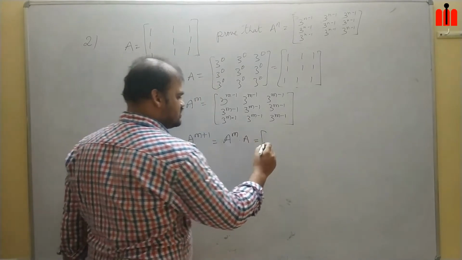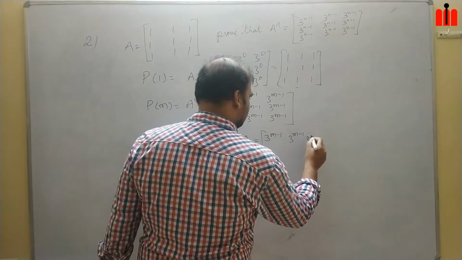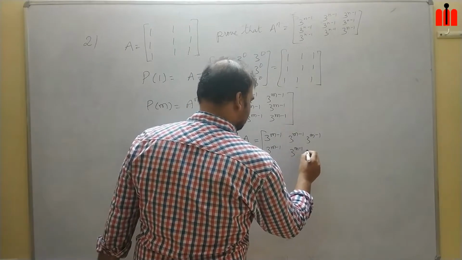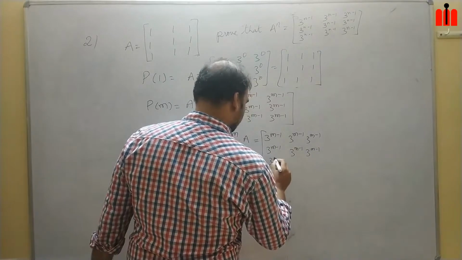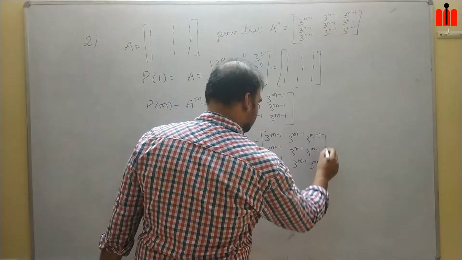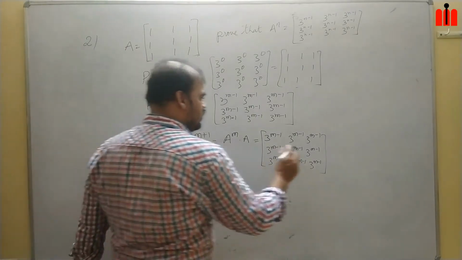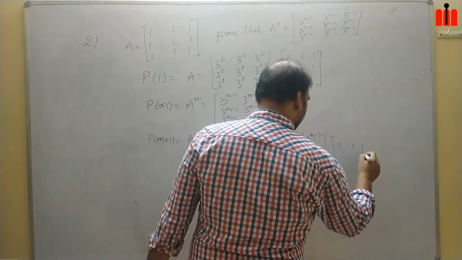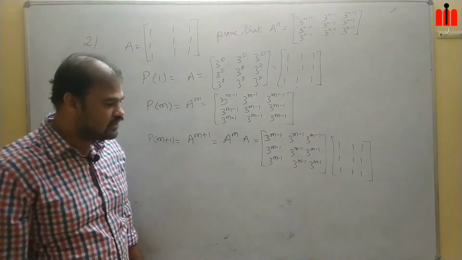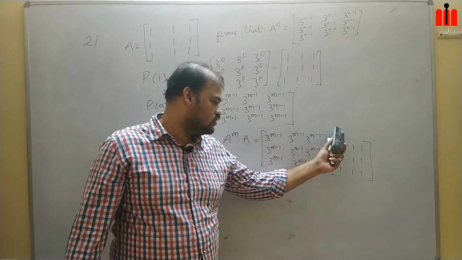A to the power of m is the matrix with every entry 3 to the power of m minus 1. This is my A to the power of m. What is A? A is the matrix of all ones. Now multiply the first row with the first column.